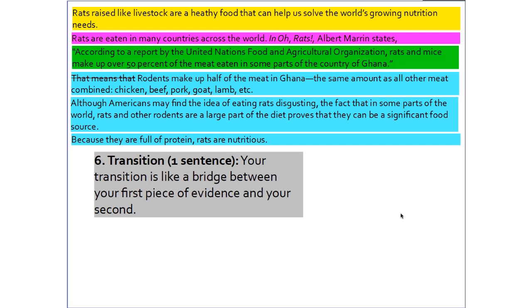So now that you have your topic sentence, intro evidence, and a great explanation, we're going to go ahead and write our transition sentence. So here you're going to transition like a bridge between your first piece of evidence and your second. So in order to do that, we should probably look at the two pieces of evidence together.